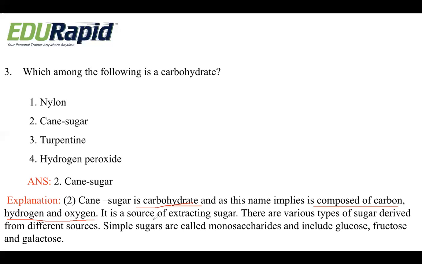It is a source of extracting sugar. There are various types of sugar derived from different sources. Simple sugars are called monosaccharides and include glucose, fructose, and galactose. So these are some of the simple monosaccharides.